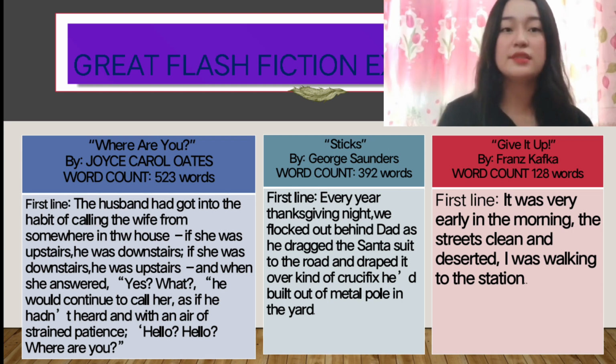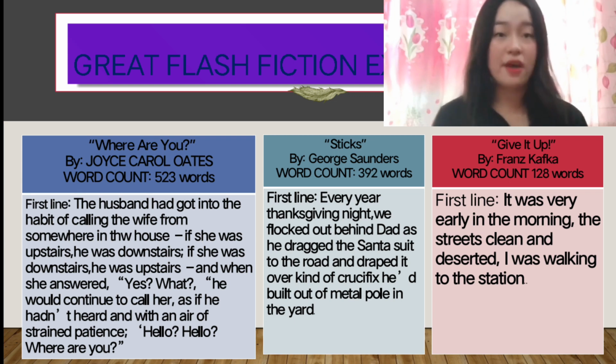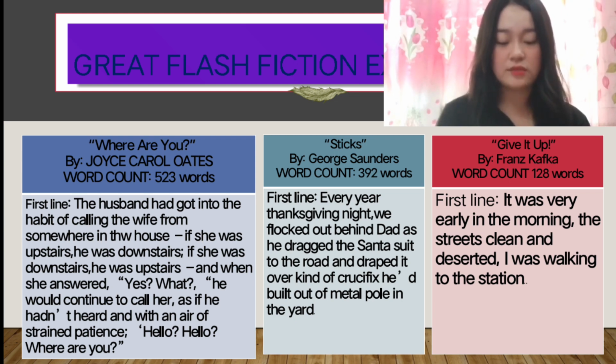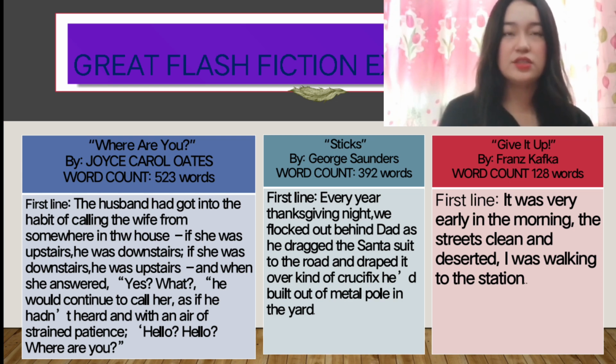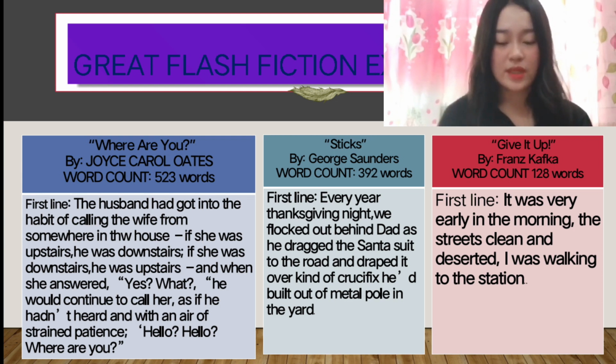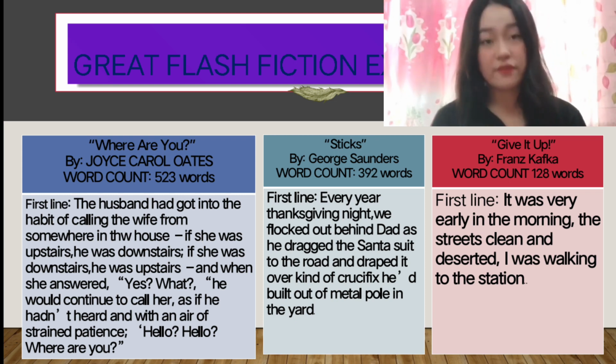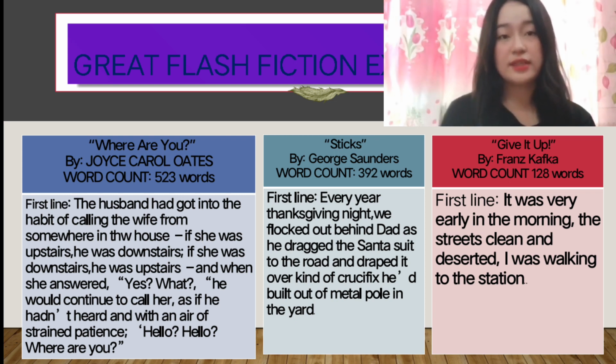The last example is entitled Give It Up by Franz Kafka. Word count: 128 words. It was published between 1917 and 1922. The story gives a view of living in a society that only Kafka can intricately depict.